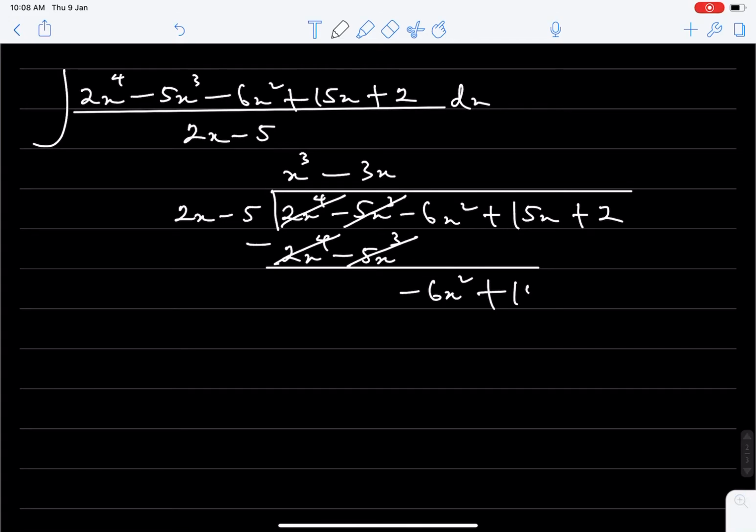So I'll bring down 15x. So minus 6x squared divided by 2x, that's minus 3x. Then I multiply 2x times minus 3x, that's minus 6x squared plus 15x. Now I subtract again. Minus 6x squared minus 6x squared. Okay, minus 6x squared plus 15x minus minus 6x squared plus 15x is 0.